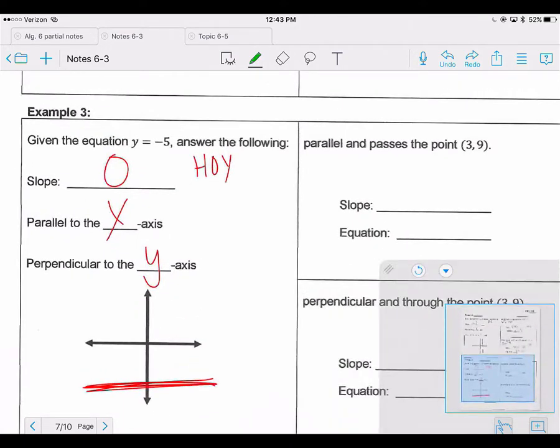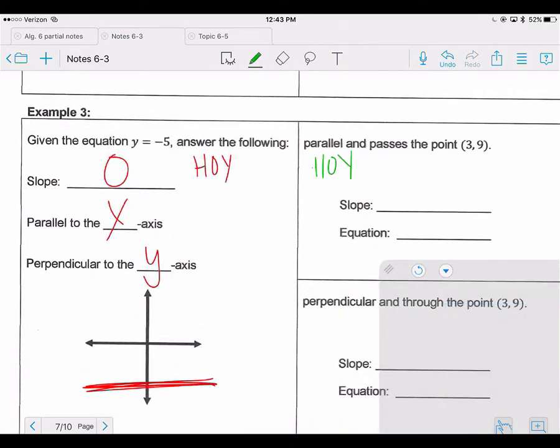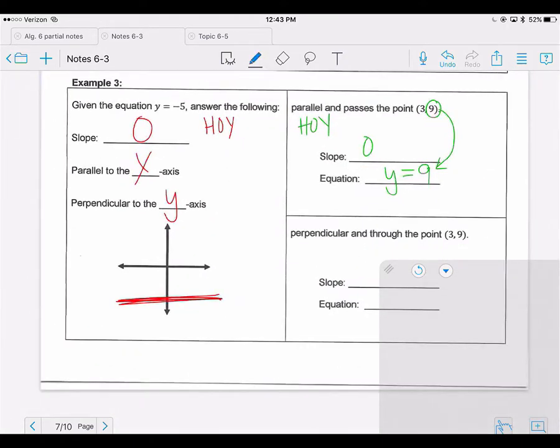So parallel for HOI would also be HOI. So my slope will still be 0. My equation will be y equals the y in my new point. And then perpendicular to a HOI would be a vux. So my slope would be undefined and my equation would be x equals 3. So with special cases, whatever you are given, parallel would be the same type, perpendicular would be the opposite type.